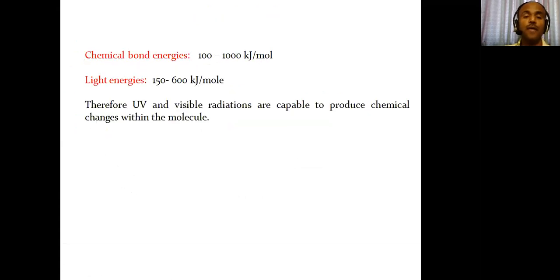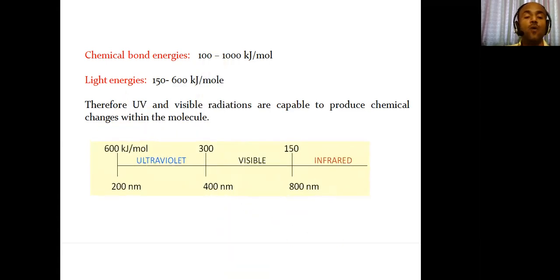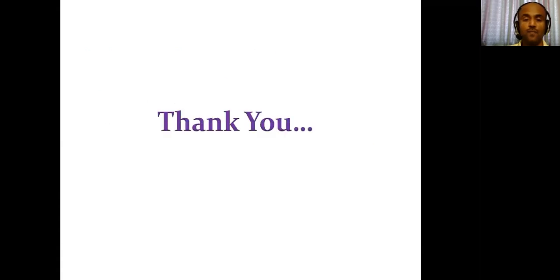Now, chemical bond energy is of the order 100 to 1000 kilojoule per mole, and the energy associated with UV and visible radiation is of the order 150 to 600 kilojoule per mole. Therefore, light radiation has sufficient energy to break the chemical bond, and hence it is able to carry out chemical reactions. So this is for photochemistry first.